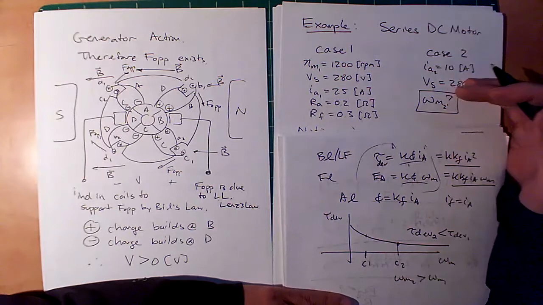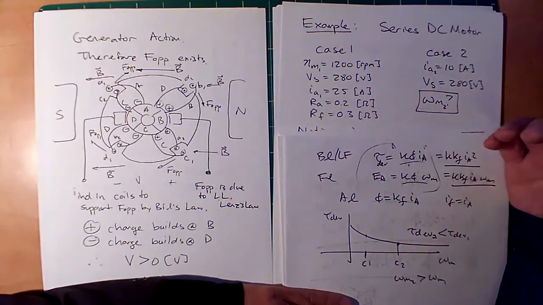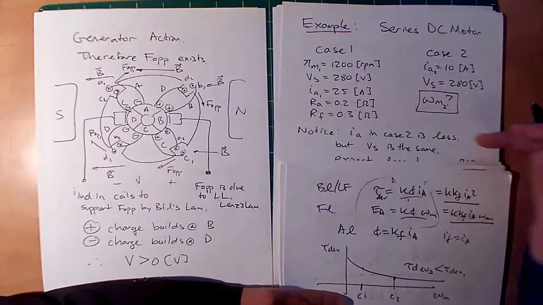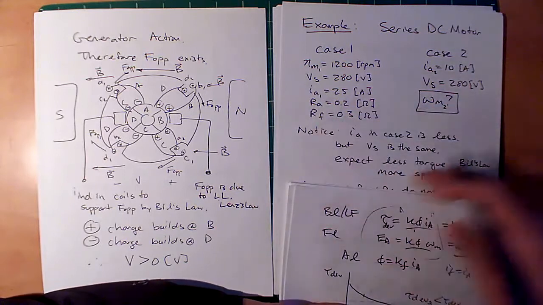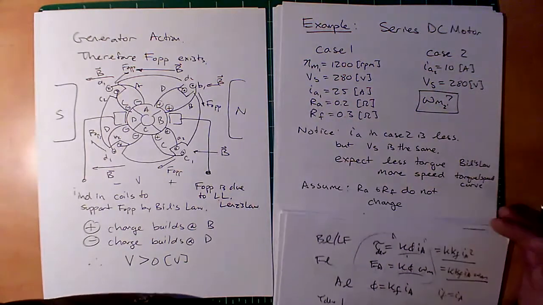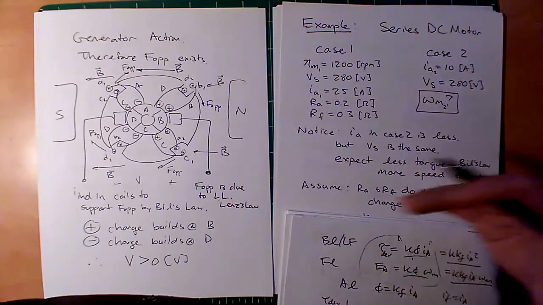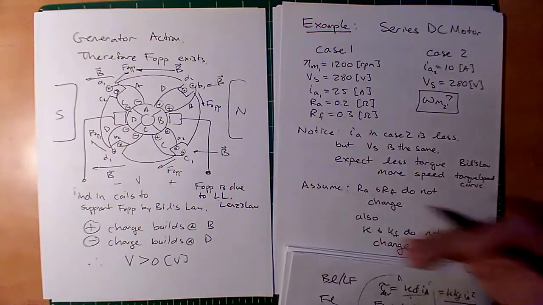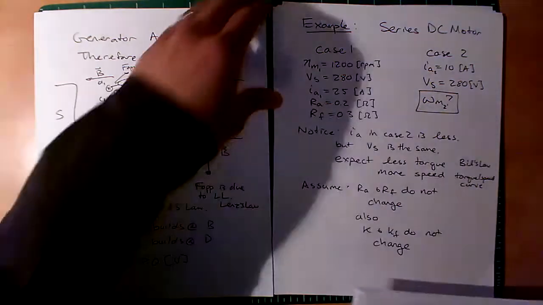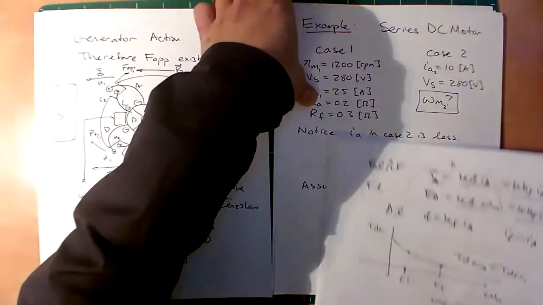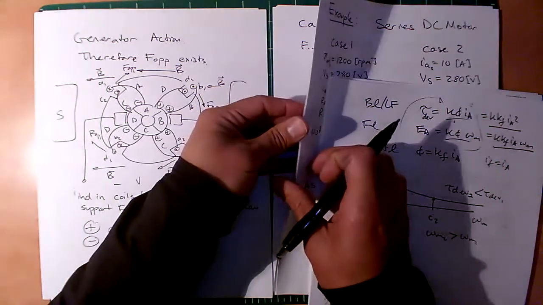Because what we want to do is calculate the numbers, but we don't want to lose intuition. Okay, I have written here basically what I just stated. Here's an assumption. We're going to assume that the resistances RA and RF don't change, and K and KF don't change. So those are the motor constants. Okay, so we'll keep those the same. Let's see what we can do.